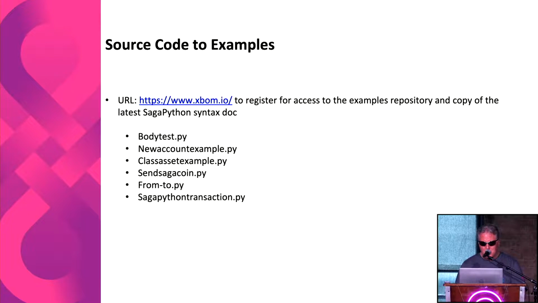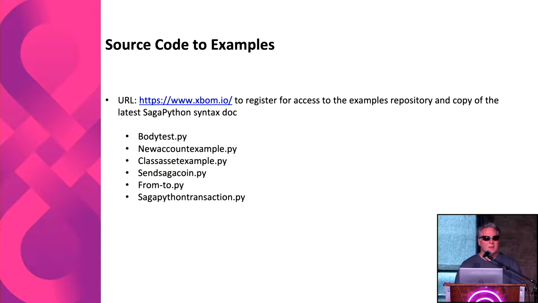A lot more detail on how the transaction execution works, except I think that I misspelled it. It's actually called SagaPython.py, not SagaPython transaction.py. Also, if anybody's interested, historically, we did a proof of concept a year and a half ago using just straight Go code, not Python code, with single inheritance, and there's examples of that as well. That's all written in Go.